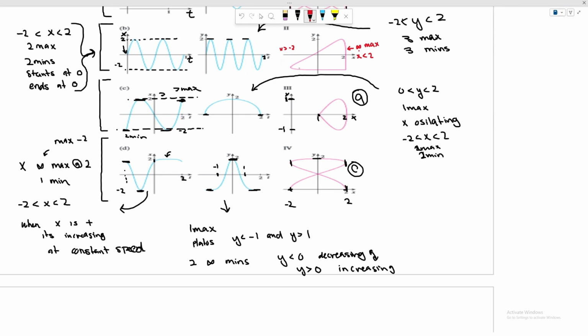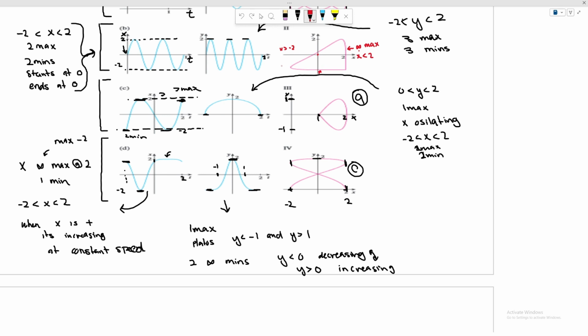And what else? What other characteristics do we write for x? When x is positive, it's increasing at constant speed. And you can see it's the same thing here. It's increasing at constant speed, but here it's the same thing. It's consistent. The speed is not changing.